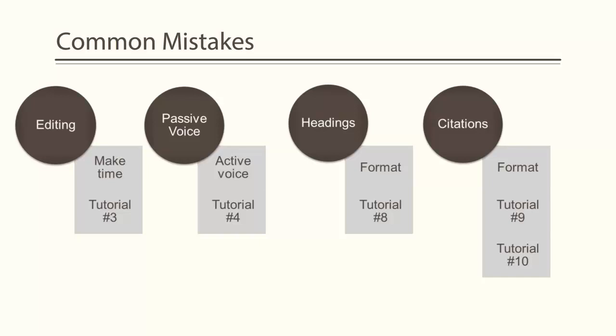Headings can often be problematic. There is an explicit format to headings within your paper. See Tutorial 8 for how to use them and format them. Citations are a major portion of APA formatting. There is a formula for citing materials both in your paper and on your reference page. Students who make mistakes related to citations usually just do not look up the proper way to cite them, or they are not proofreading properly. See Tutorials 9 and 10 for citation information.